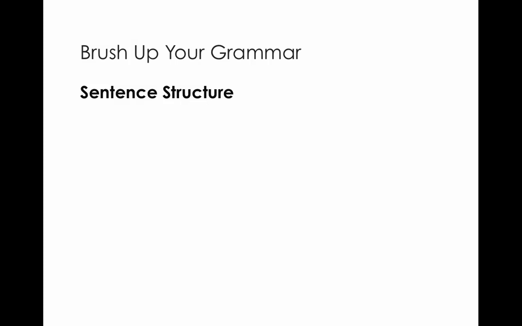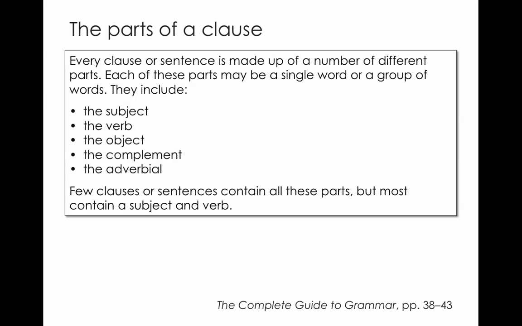This time we're looking at sentence structure, or as the grammar book puts it, parts of a clause. The book says that every clause or sentence is made up of a number of different parts, and that each of these parts may be a single word or a group of words. And the parts include the subject, the verb, the object, the complement, and the adverbial.